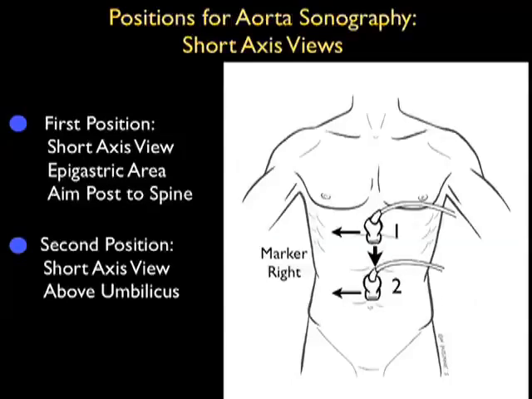Now we should visualize the spine as our landmark, and on top of the spine we'll visualize the aorta. Then we should slide the probe inferiorly to probe position 2 here as shown in the supraumbilical region. This will allow us to visualize the entire part of the abdominal aorta all the way down to bifurcation.